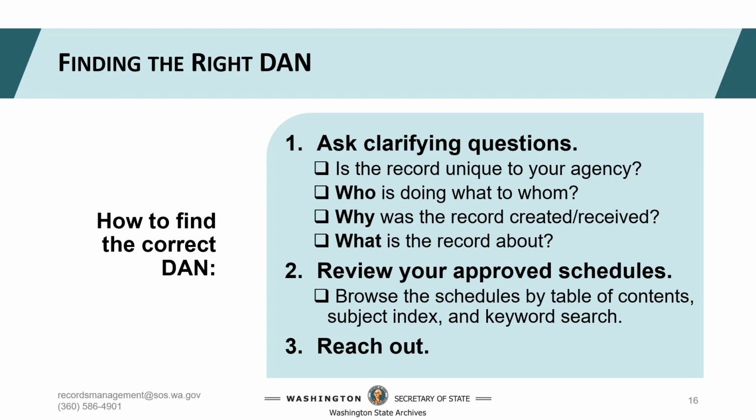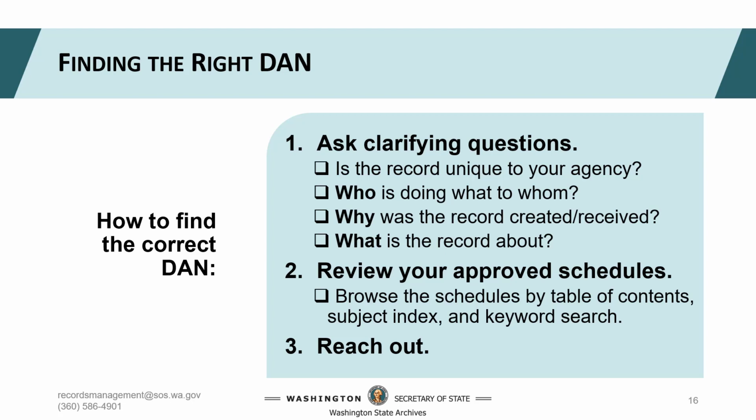The first thing you want to do when faced with any retention determination is to ask some questions. Determining whether the record is unique to your agency will guide you to your general or agency-specific schedule. Understanding how a record is processed and who is involved will reinforce which schedule to use and land you in the correct functional category. Understanding the context of a record is going to reinforce that functional category. And knowing what the record is about will help you narrow in on the appropriate record series.